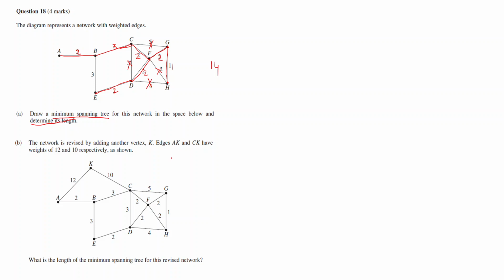Then finally, what you're told is that on this shape, the point K is added, which is just here. So these 2 edges are added on top, and these are the 2 weights. And then what it's asking is, what is the length of this new tree?